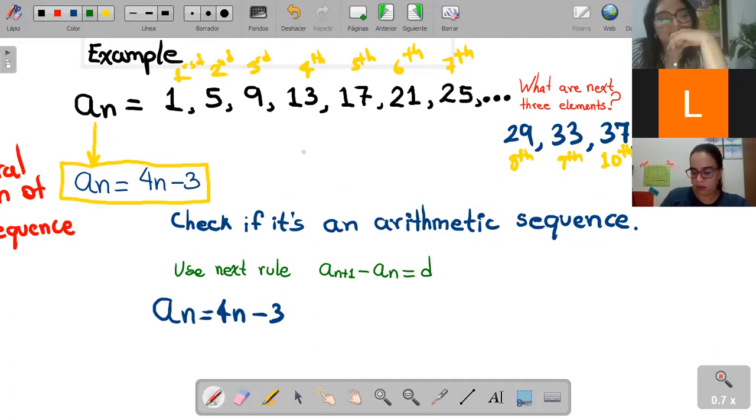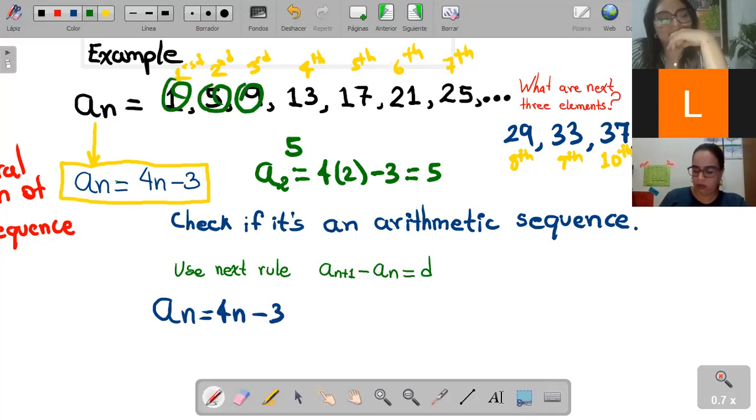5. Okay, 5 is in the second position. How can you find 5 in the second position? So 5 is the second element of the sequence, which means the value of n is 2. Check this out. You're going to have 4 times 2, replacing the value of n, minus 3. Tell me then, 4 times 2 minus 3, is it 5? 4 times 2 is 8. And minus 3, it's 5. Yes, it is. You can describe any of these values just by requesting the position.